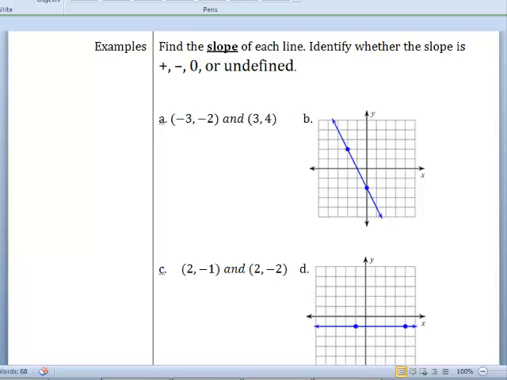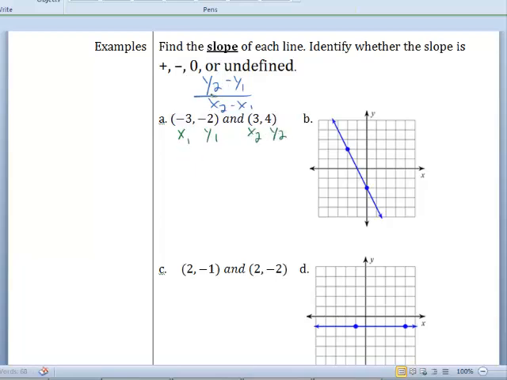Our directions on our examples, make sure you write this down. Find the slope of each line, and then identify whether the slope is a positive slope, a negative slope, 0, or undefined. All right, if I have two coordinates, the easiest thing to do is to use my slope formula. So let's remember what that is. It's y2 minus y1 over x2 minus x1. All right, and I can take a look at my example here and let's denote what we have. This is my x1, y1. This is my x2 and y2. It always helps to label those.